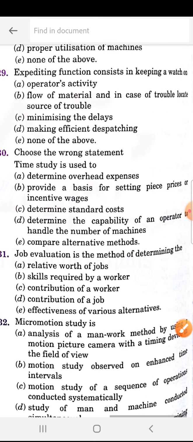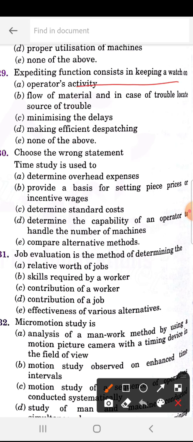Next, 29. Expediting function consists in keeping a watch on the flow of material, and in case of trouble, locating the source of trouble. Okay, this is the expediting function.